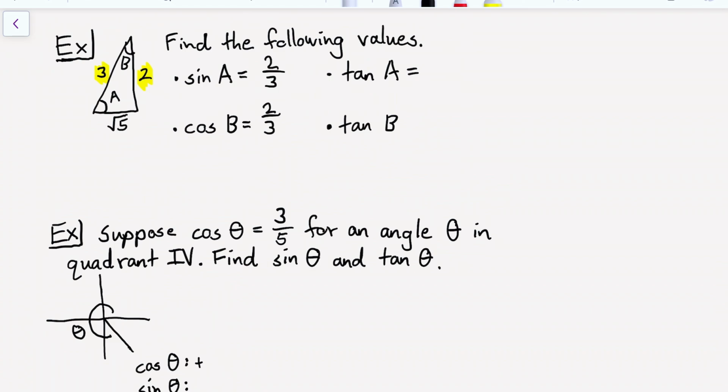Tangent of A is opposite over adjacent relative to the angle A. So it would be 2 over square root of 5. If we want to rationalize this answer, I would multiply by the square root of 5, and I would express our answer as 2 root 5 over 5. Tangent of B is opposite over adjacent relative to the angle B. So the opposite leg to B would be square root 5, the adjacent leg would be 2, and we have root 5 over 2.